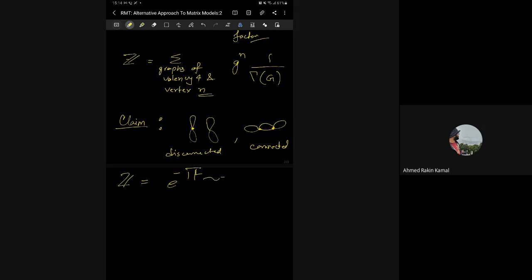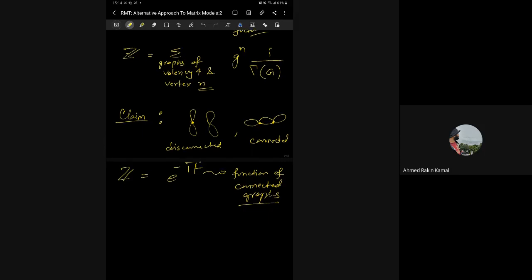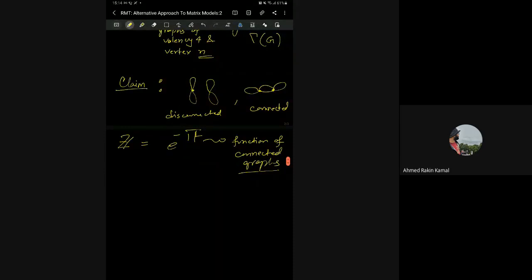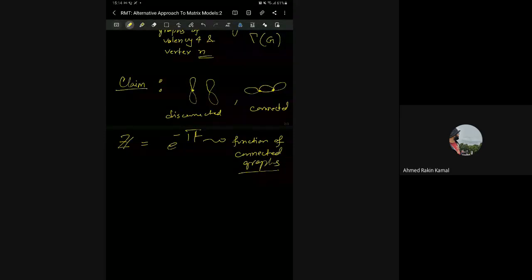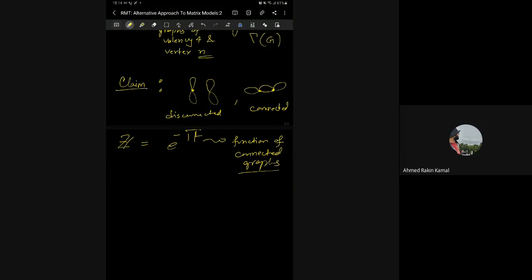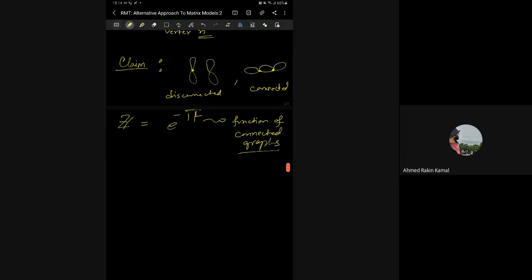And this is sometimes called the free energy. In this case, it's a function of connected graphs, or a function that generates connected graphs, however you want to say it. And I claimed that this was the case, that is, you can get all graphs just from connected ones. We checked it to the second order, and I asked you to look at the third order. So this was a small recap of last time.